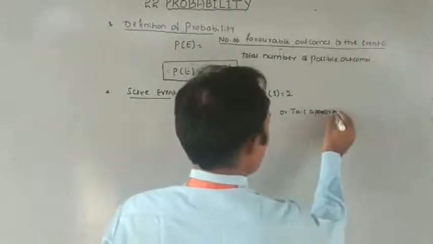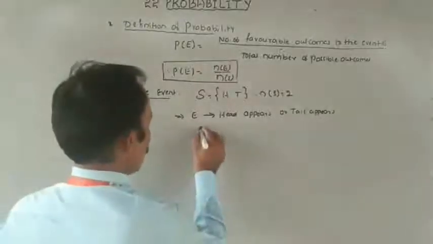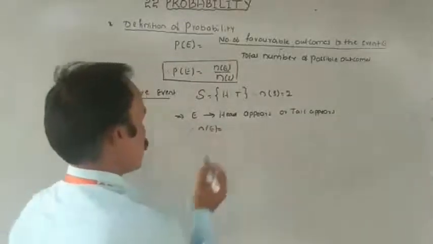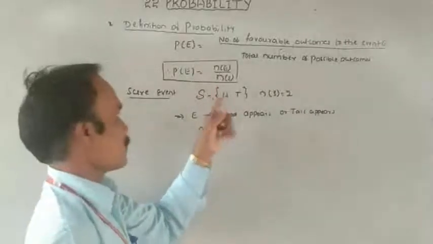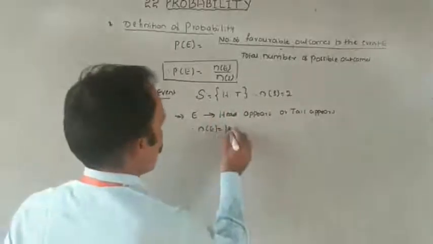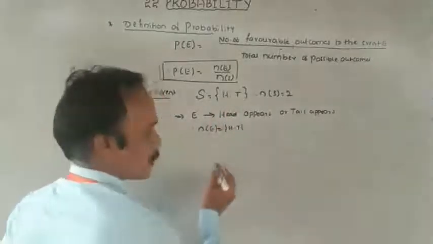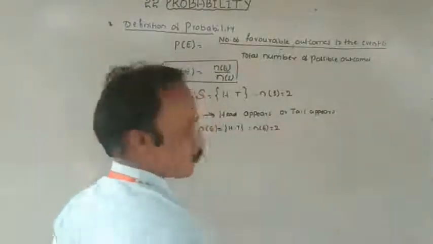Head appears or tail appears. This is the condition mentioned. Therefore, what is the value of n(E)? Both you have to consider. I told you, the sample space itself is one of the subsets. Head appears or tail appears means again H and T. Therefore, what is the value of n(E)? So n(E) is equal to 2.